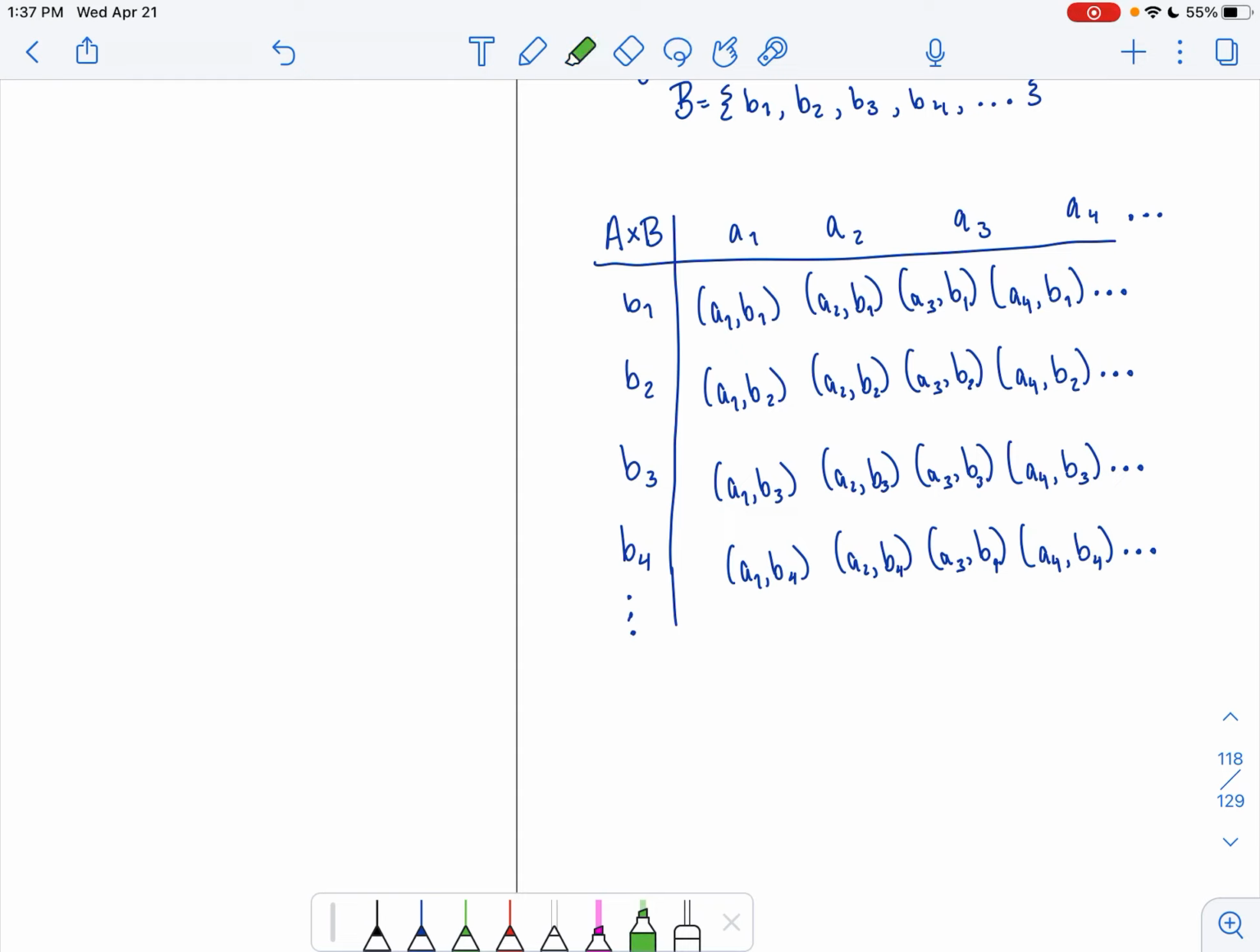Now, we want to find a pattern that allows us to list these in an order. Because if we just go through all of these ones first, we'll never ever get around to these ones again. So we can't just list them in rows because this doesn't ever have a traditional stopping point. So we're actually going to use a method that's used to prove that the rational numbers are also countable. And that's where we're going to start here. This is, I think, hopefully a reasonable first point. That's our first one. So A times B starts with A1, B1.